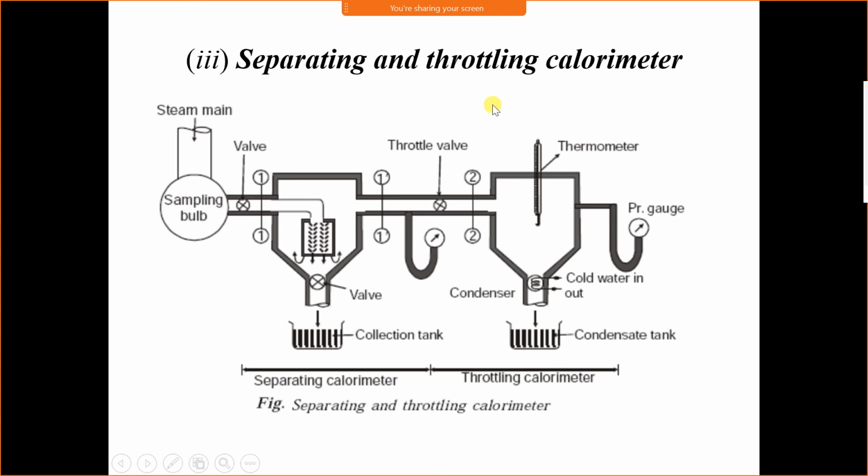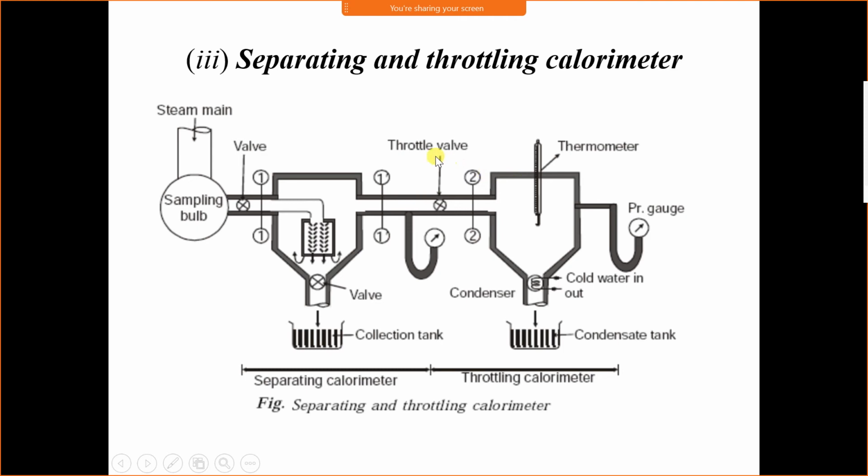Oh, sorry, separating plus throttling calorimeter. Suppose highly wet steam is used in the throttling calorimeter, what will happen? The expansion will not be sufficient to vaporize the whole steam. Therefore, superheated steam will not be obtained.